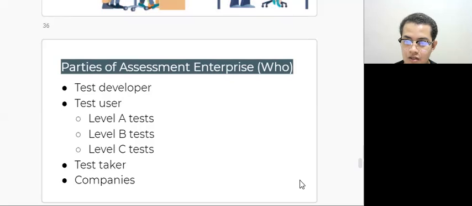Now, the test takers are basically those individuals who will take the test or who are the subject of an assessment or an evaluation. They can be a test taker or what we call an assessee. We also have various organizations, companies, and government agencies that sponsor the development of the test for various reasons.